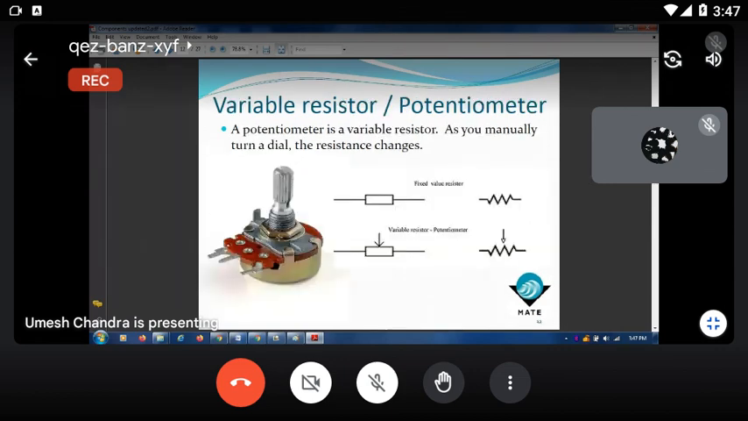This is the variable resistor. This variable resistor has three terminals, and the resistance value is already written on it. Suppose, for example, this resistor value is 100 kilo ohm. Then how do you measure the resistance value? By using a multimeter.